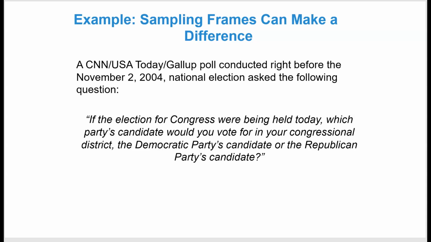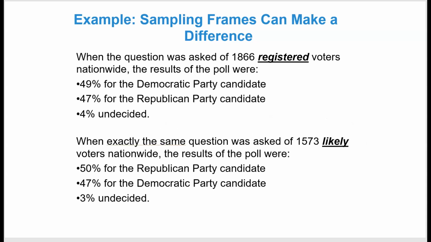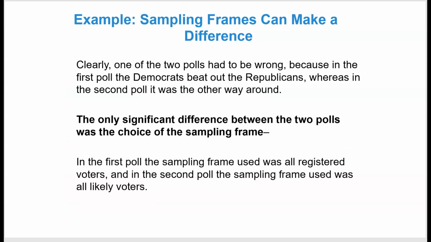Okay, so let's look at an example of the sampling making a difference. A poll was conducted right before the 2004 election: if the election was being held today, who would you vote for? There were 1,800 registered voters that were asked, and these were the answers they gave. But the exact same question was asked of likely voters, and this was the answer they gave. They're not the same. The difference between the two was who they asked. So who you're asking makes a really big difference in the answers you'll find.